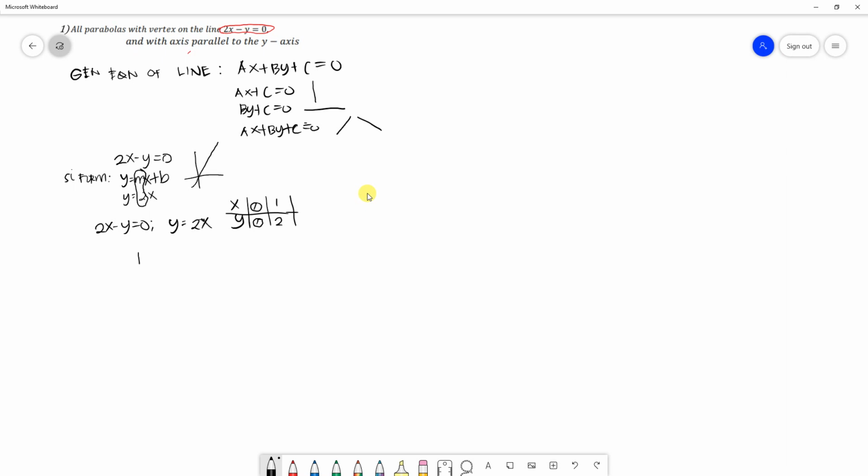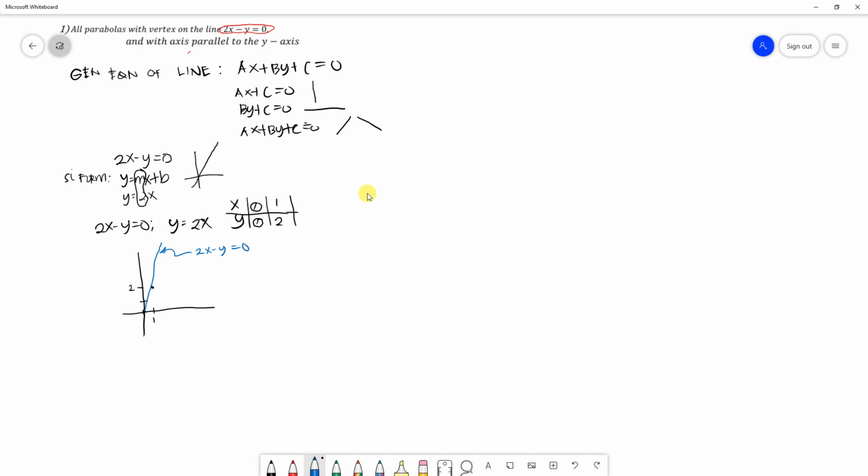So if I have, for example, a line like that, following this table, 0, 0 is the origin. If I have x equal to 1, y is equal to 2, so we have 1, 2. So this is the line, that point. If I'm going to draw that line, connecting the two points, moving in a straight line, this is the equation of the line. So that is our 2x minus y is equal to 0. So it is said that the vertex of the parabolas passes through there.